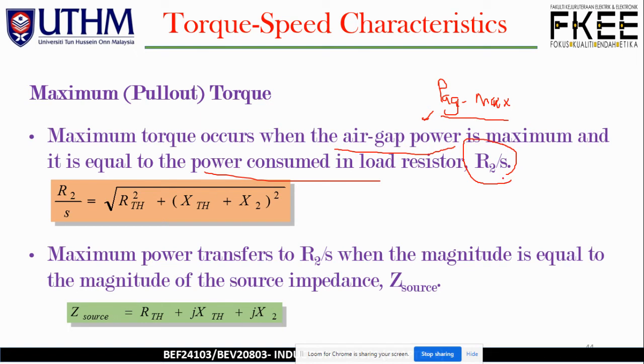If you refer to the equivalent circuit of the IM, you may see that R2 over S is located at the far right of the circuit, which is the load resistor. So R2 over S equals the square root of RTH squared plus (XTH plus X2) squared. This is the equation, and it is actually from the previous slide.